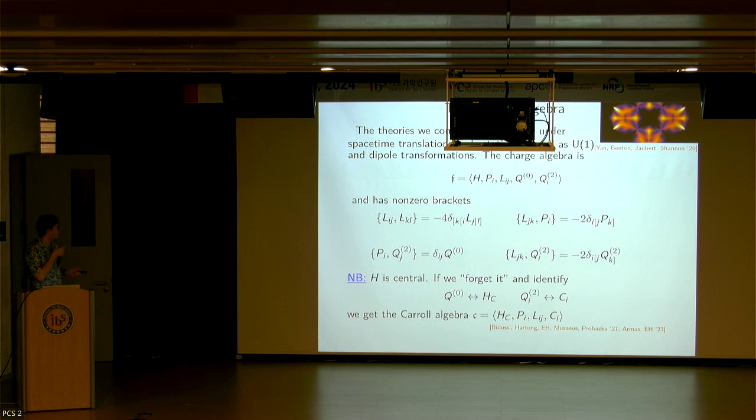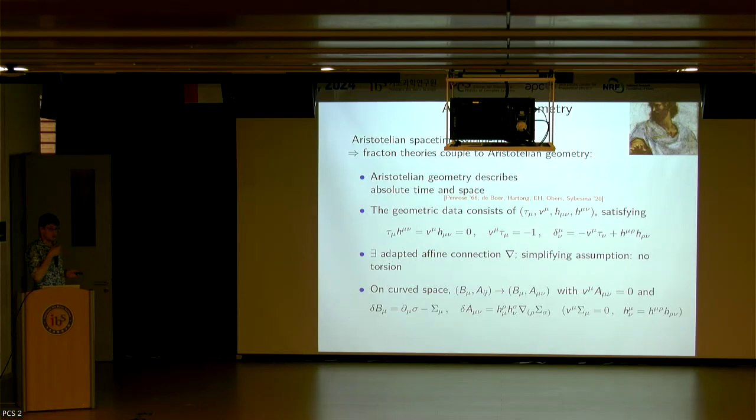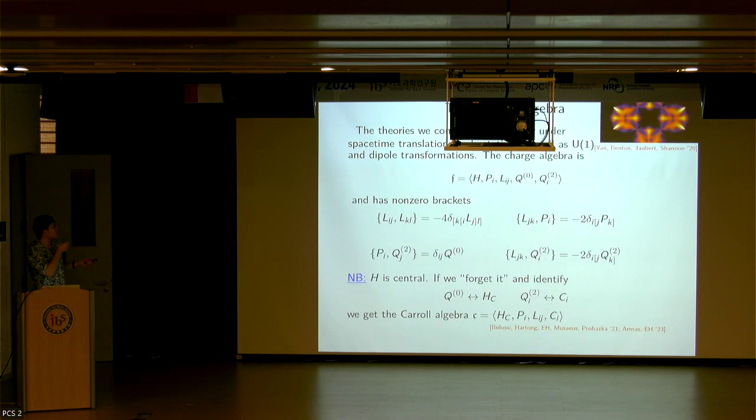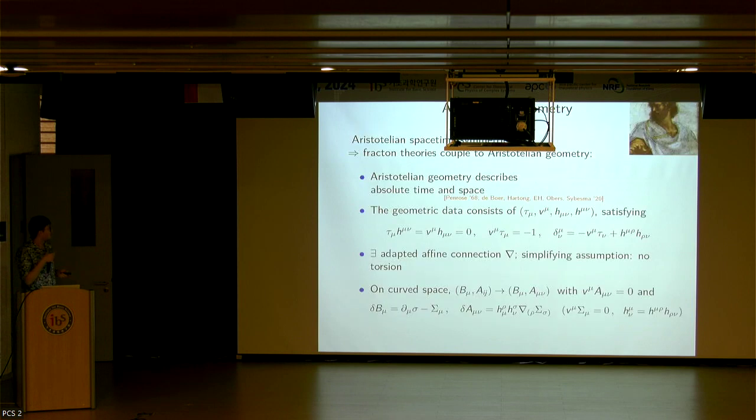Very good. So if the space-time symmetries, as I mentioned before, are Aristotelian, i.e. they consist only of this H, and the P and the L_ij, so only spatial rotations and space-time translations, then if you couple a theory with such space-time symmetries to a curved space, this curved space must necessarily be Aristotelian. And you could view Aristotelian geometry as some kind of ultimate non-relativistic space, in the sense that there is no principle of relativity. So there is no transformation that relates time and space.